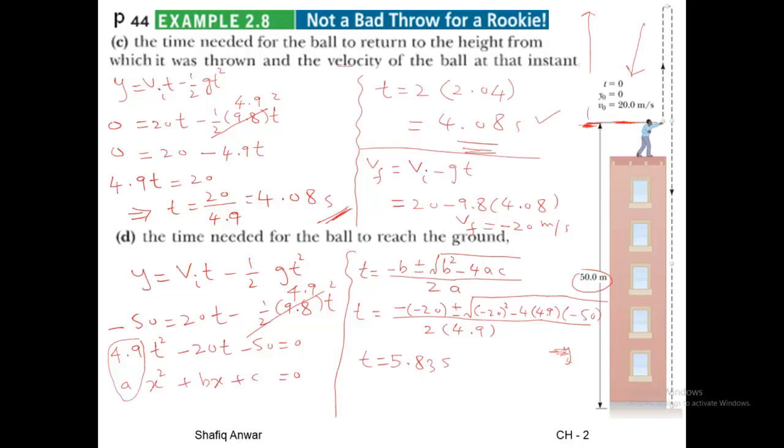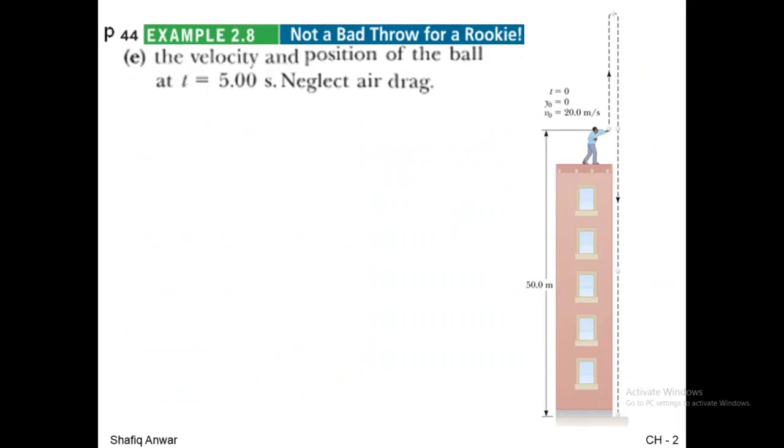Yes, so this is the time. Now the last part of the question, E part: find the velocity. Velocity means final velocity, of course, and the position. Of course, we are talking about the y position, or the y displacement, at time 5 seconds. So we have these two equations.